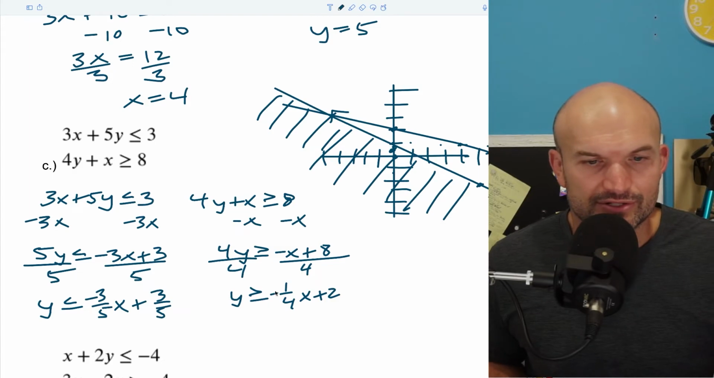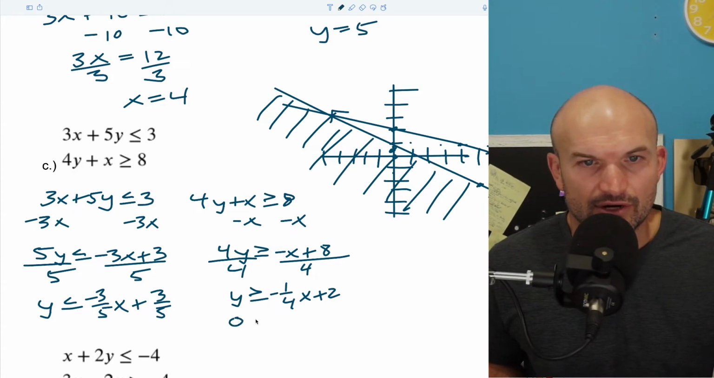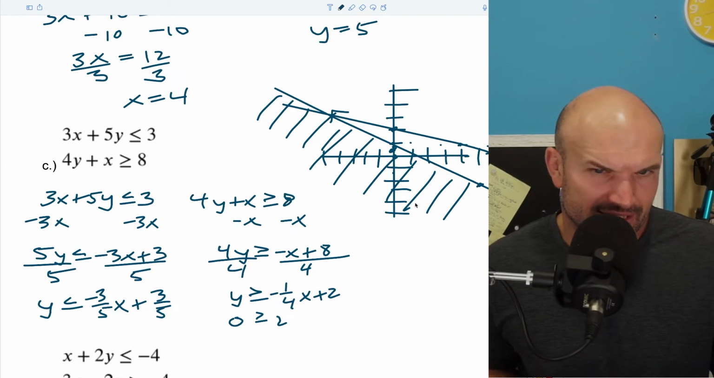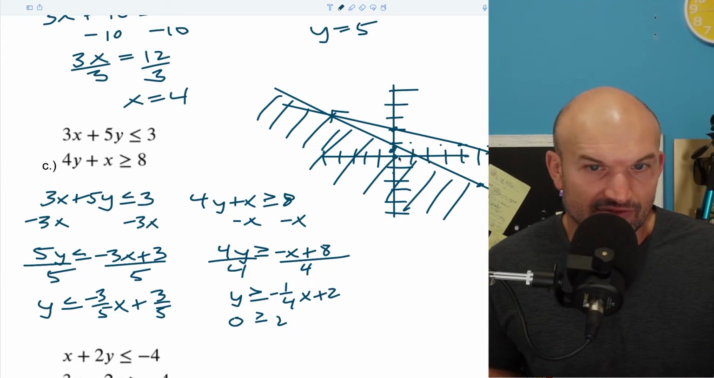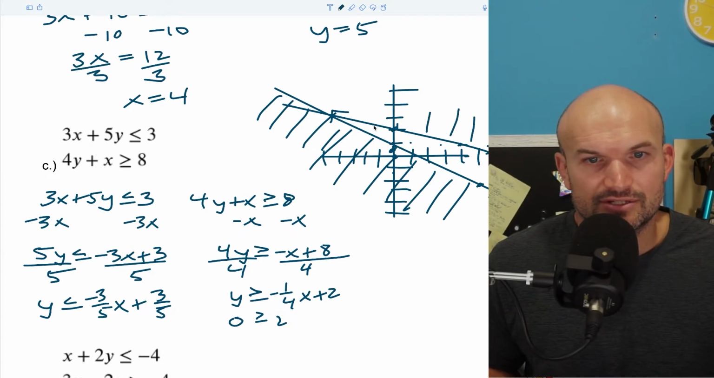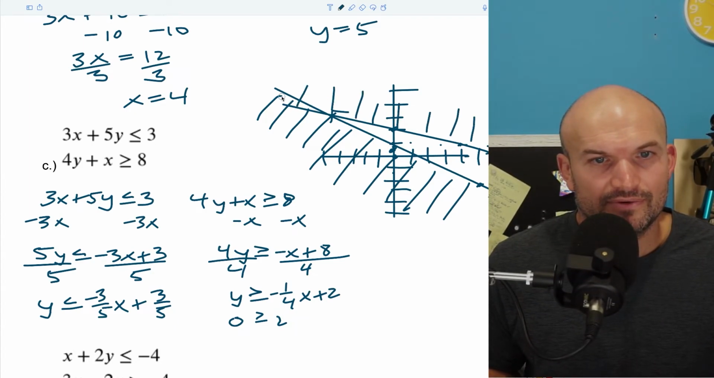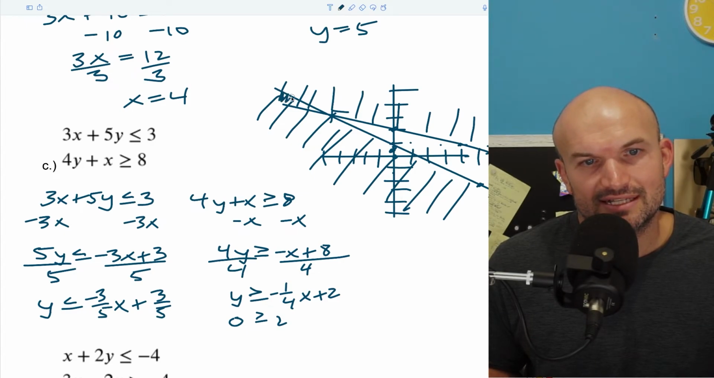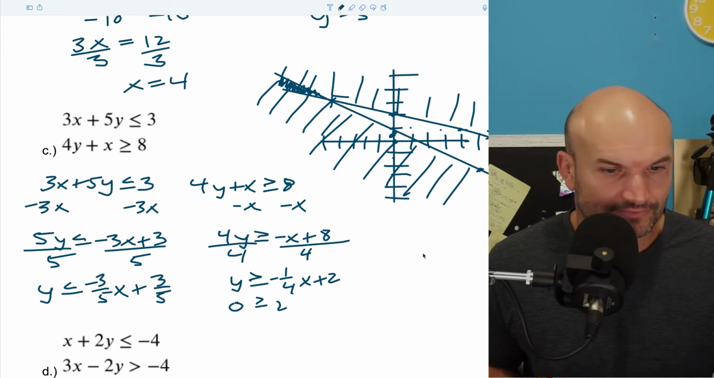And now what I want to do is use my test point. This one says 0 is greater than or equal to 2, right? When you plug 0 in there, my test point here is false. So therefore, everything up here is going to be true. So if you see where they intersect, in this little region right there, that's going to be the solution to the system.